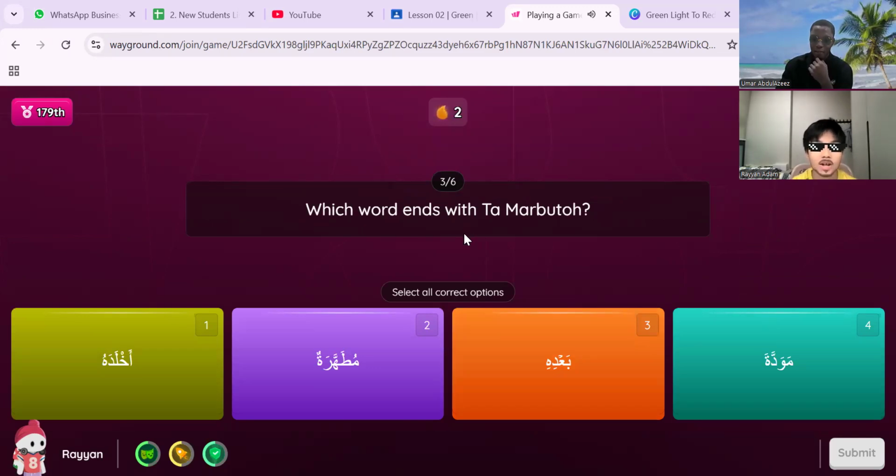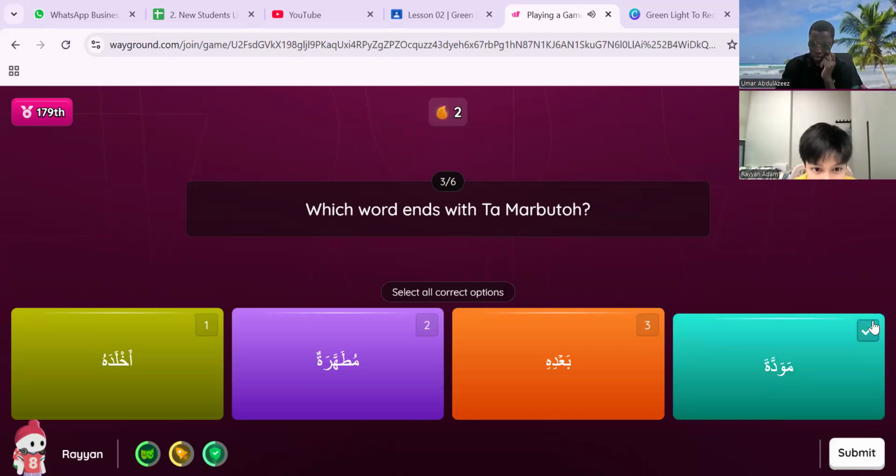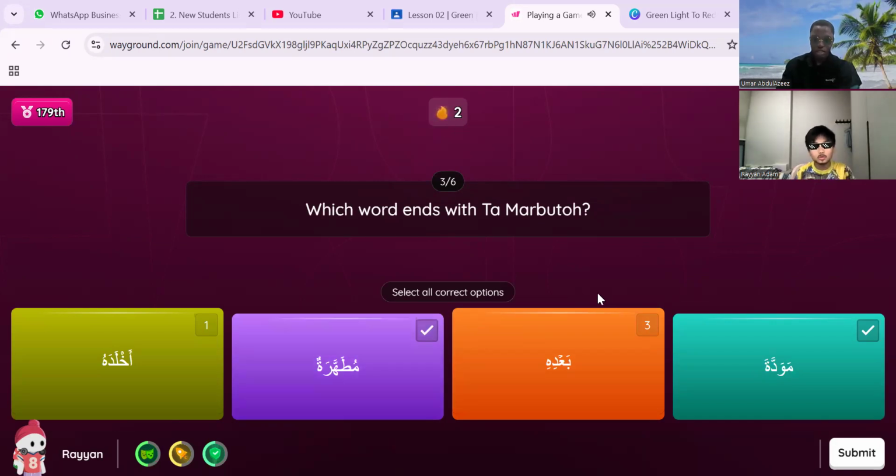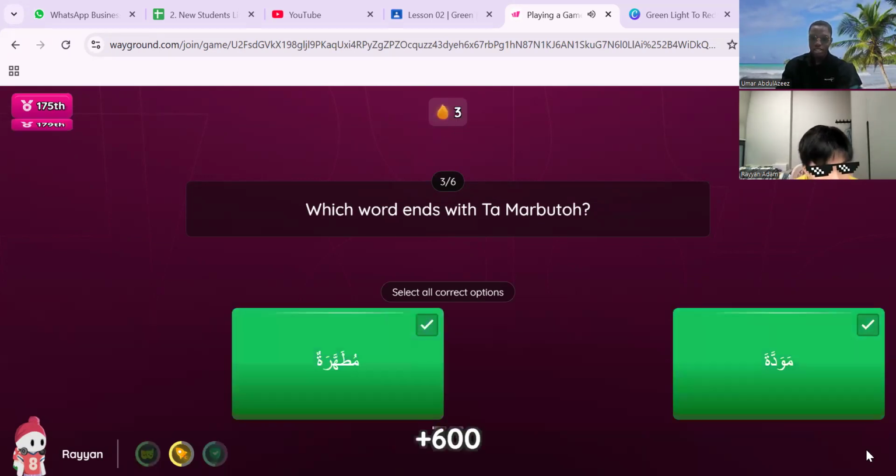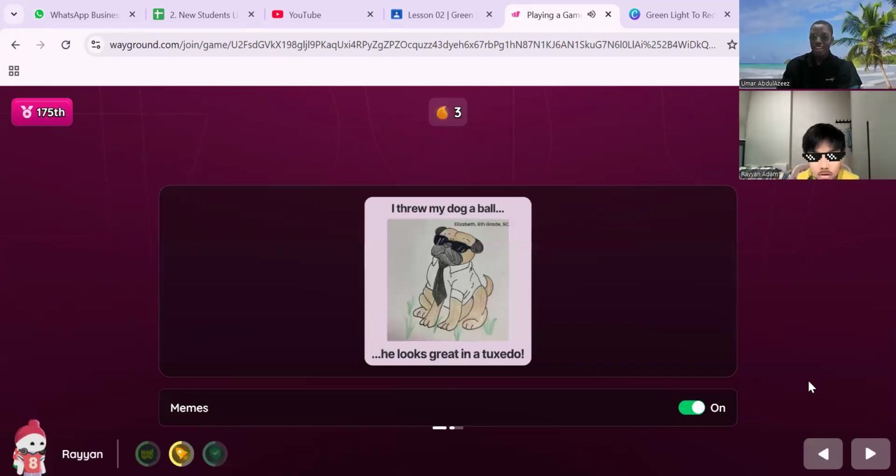Which word ends with Ta Marbuta? Select all correct options. I think it's more than one. Two. Two as well. Is that all? Check very well. Submit.